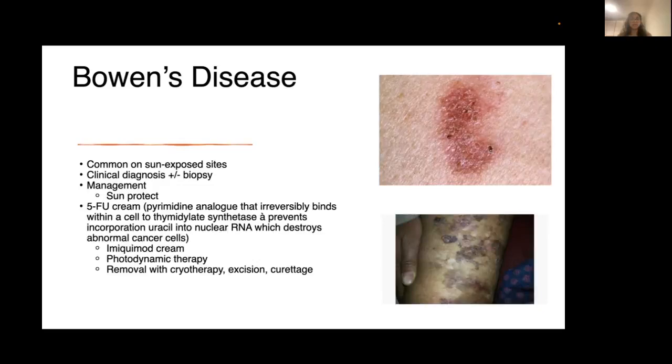So this cream is an analog that irreversibly binds within the cell to a certain enzyme, and that prevents the incorporation of, thinking back to DNA, the incorporation of uracil into nuclear RNA, which destroys abnormal cancer cells. So basically the cream acts to destroy those cancerous cells. There's also the imiquimod cream, there's photodynamic therapy, and again, our surgical options, so cryotherapy, excision, and curettage.